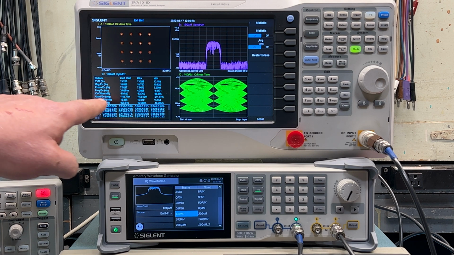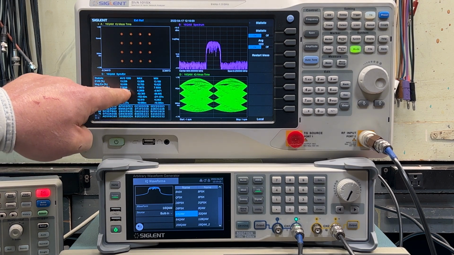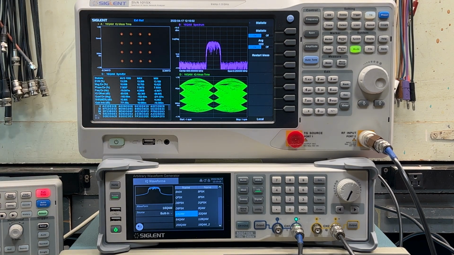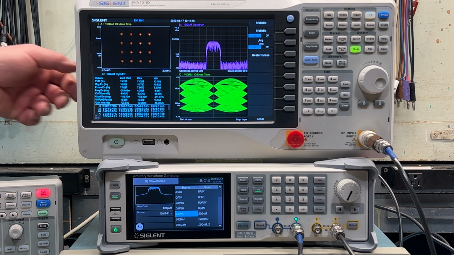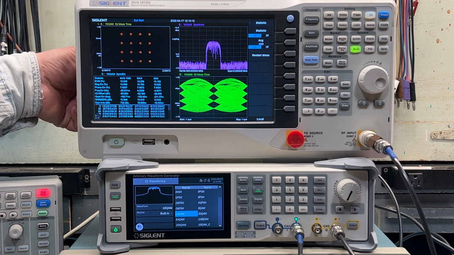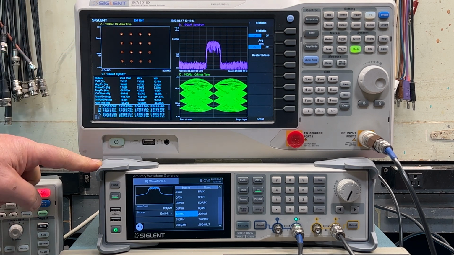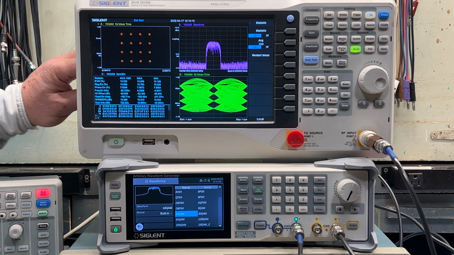So if you look here at the frequency error, you can see I'm getting a millihertz of average frequency error on a 500 megahertz carrier. That's because the clock in this is matched to the clock in the spectrum analyzer.